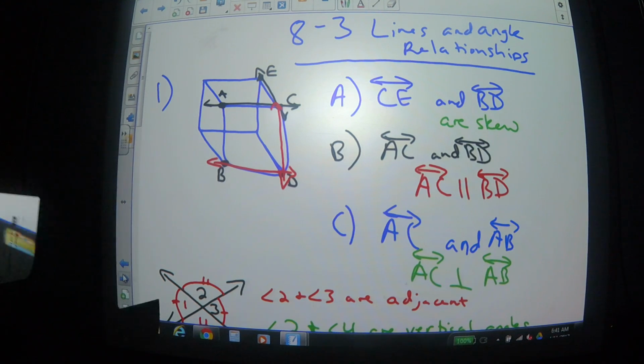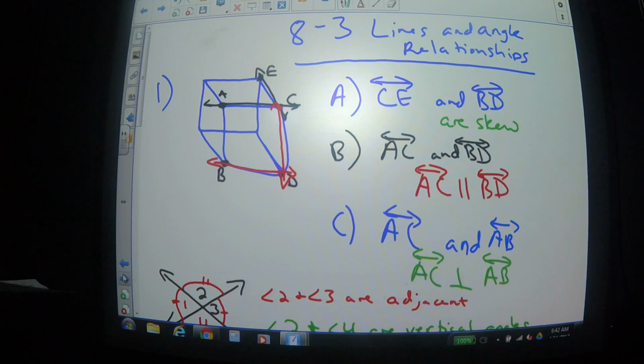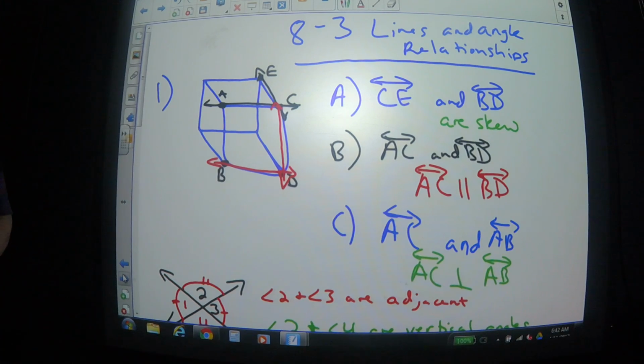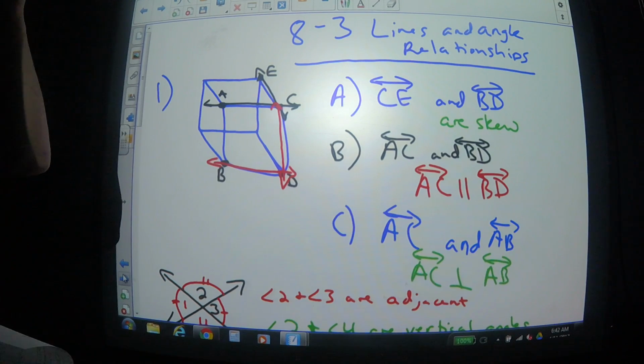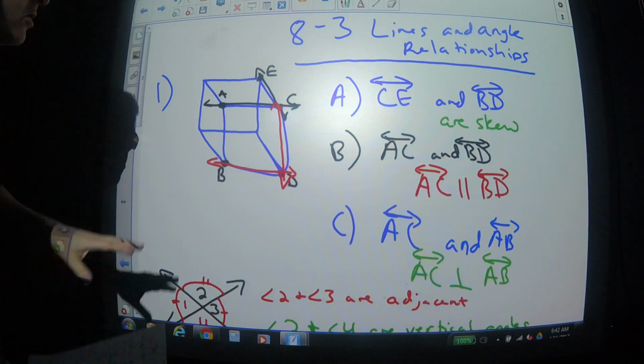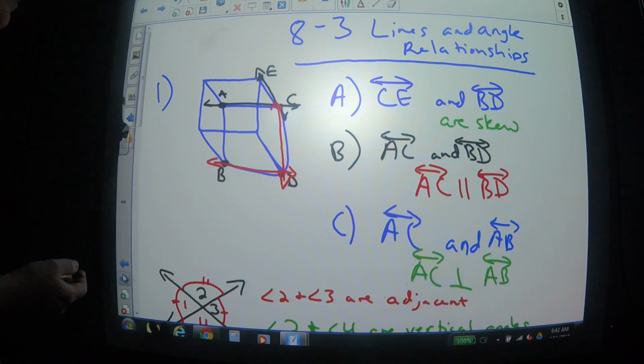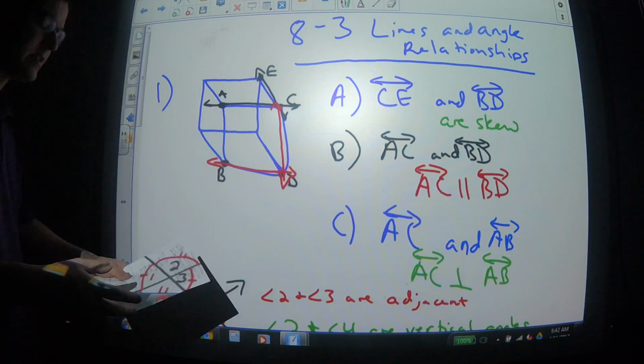All right, good morning. So the measure of lines and measure of angles starts really coming into play as we're talking about this section in particular. All right. So line and angle relationships. Looking at this cube or rectangle, it doesn't matter, you have different types of lines that it's talking about.